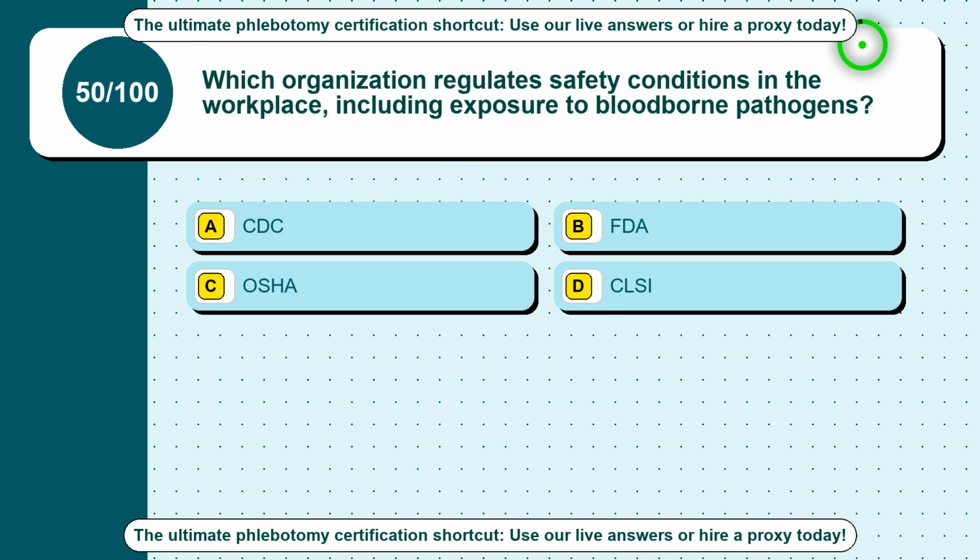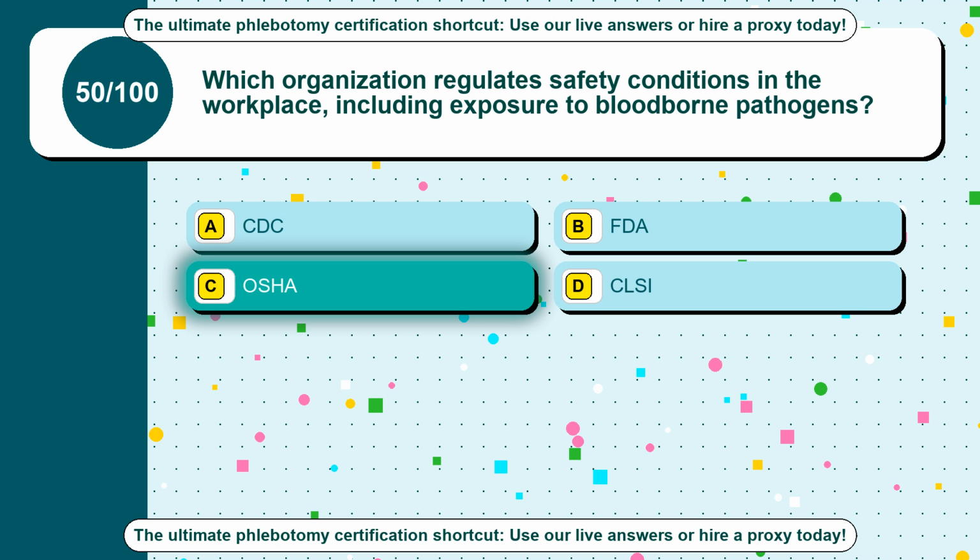Question 50. Which organization regulates safety conditions in the workplace, including exposure to blood-borne pathogens? Option A. CDC. Option B. FDA. Option C. OSHA. Option D. CLSI. The correct answer is option C.